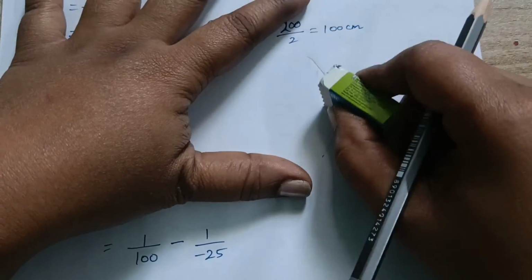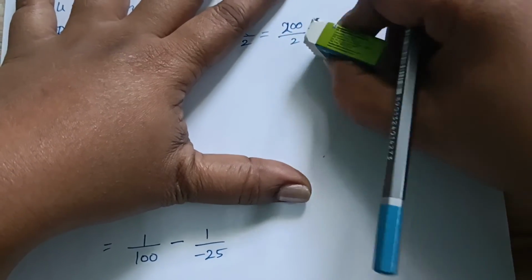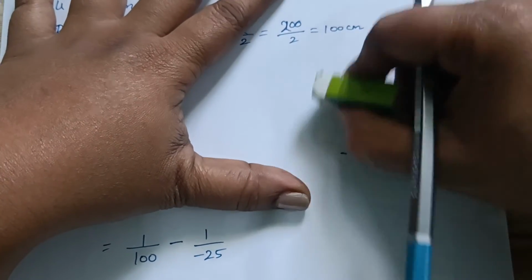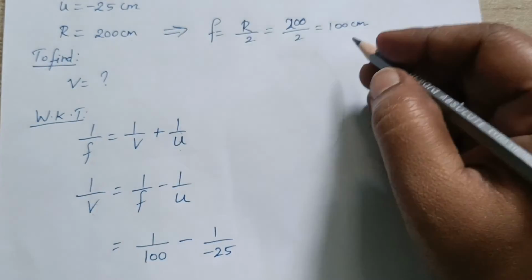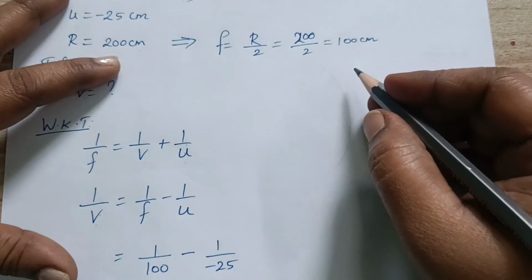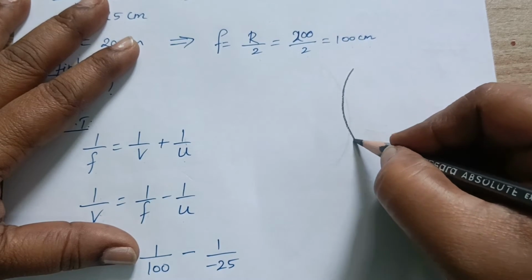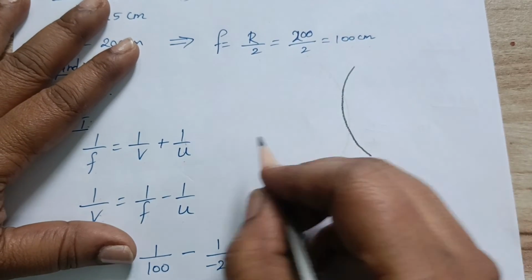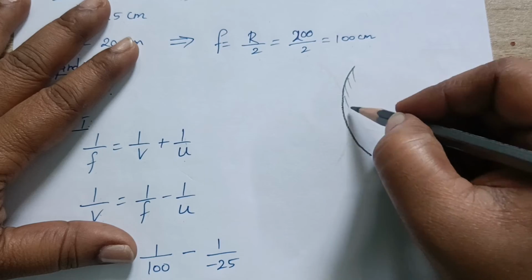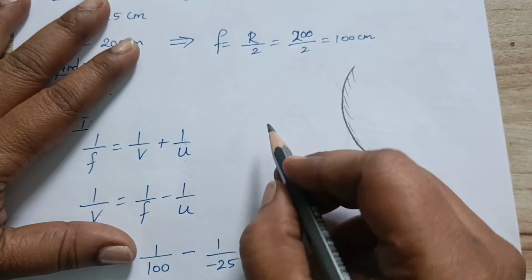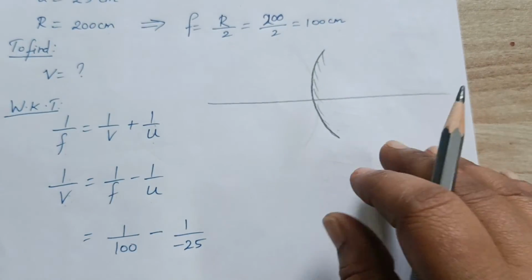Sorry, I drew the convex mirror. So we are given a convex mirror, right? Convex mirror means it will be curved outwards. So this is your non-reflecting surface.